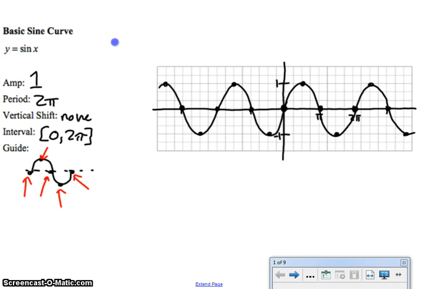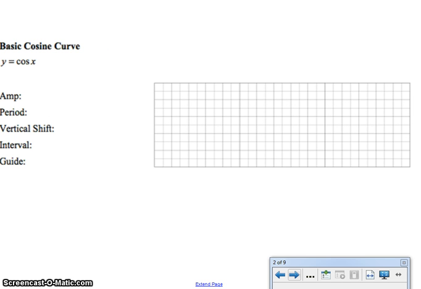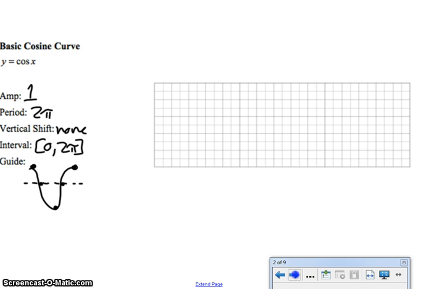All right, let's look at what the very basic cosine curve looks like. So it's similar. The amplitude is 1. The period is still 2 pi. The basic cosine curve has no vertical shift. It also has an interval of 0 to 2 pi. Really, the only thing that's different is the guide. So if this is my x-axis here, cosine actually starts and ends at its maximum. In the middle, it's at its minimum, and those points partway through is where it's at the x-axis. Okay, so let's see what that looks like.